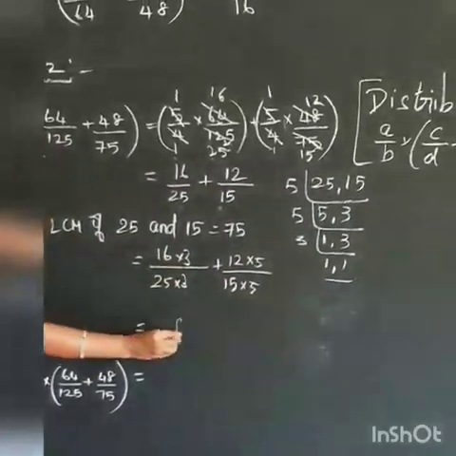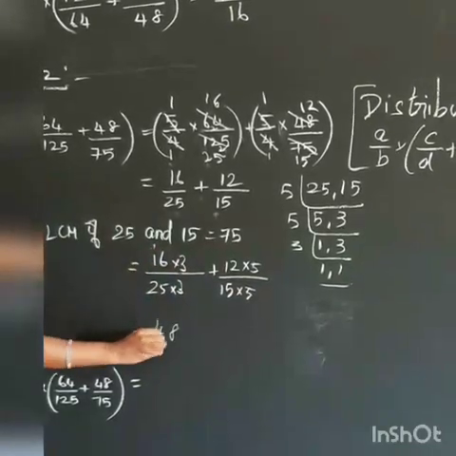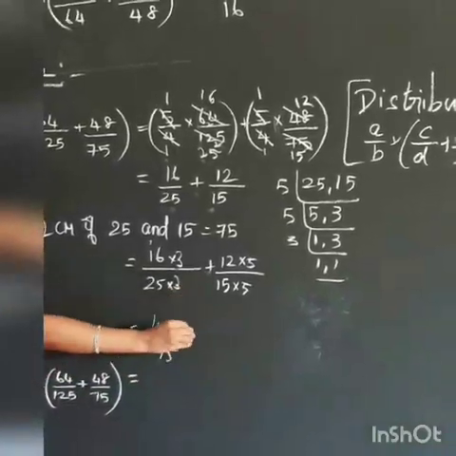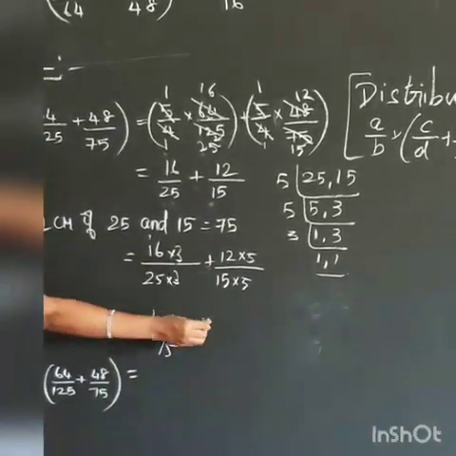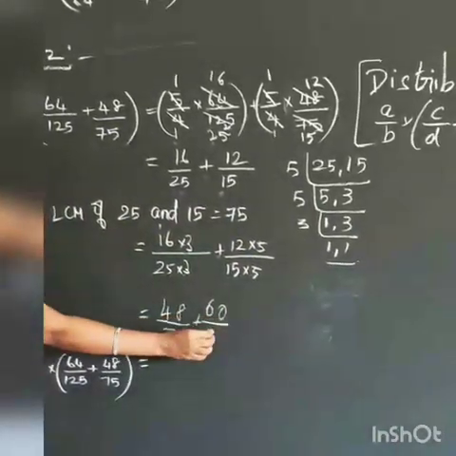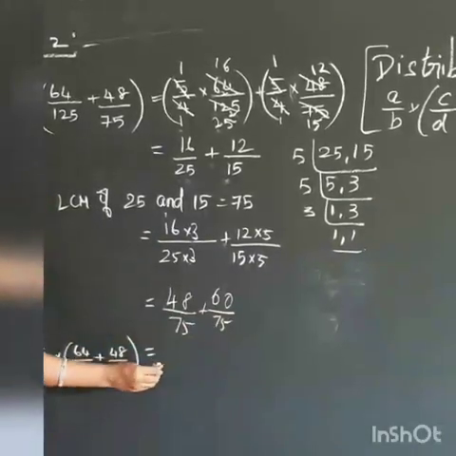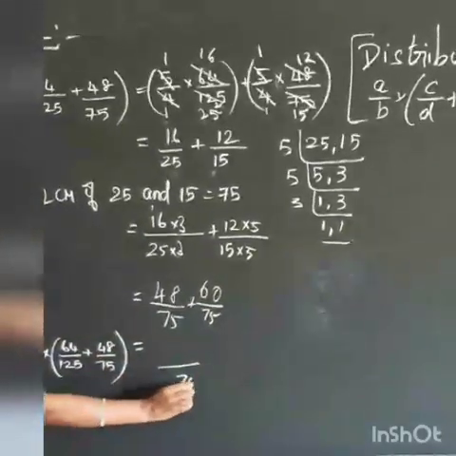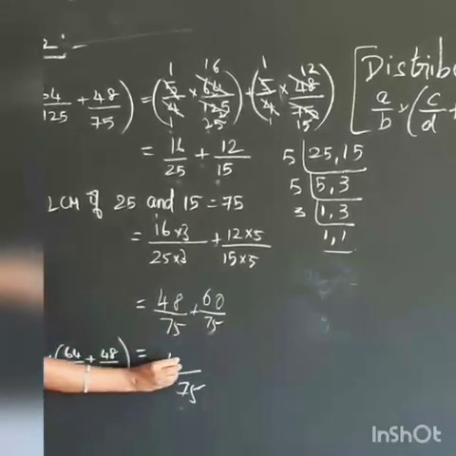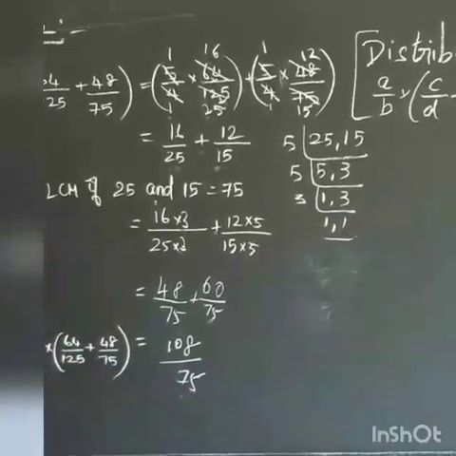6 3s are 18, remainder 1, 1 3s are 3, 3 plus 1 is 4. So 48 by 25 into 3 is 75. In between plus symbol. So 2 5s are 10, remainder 1, 1 5s are 5, 5 plus 1 is 6. So 60 by 15 into 5 is 75. So the denominator is 75 because it is same now. 48 plus 60 is what? 108. So we simplify the step number 2 also.